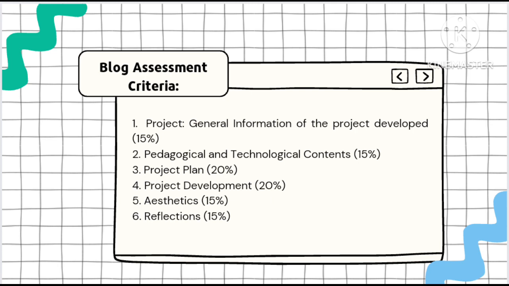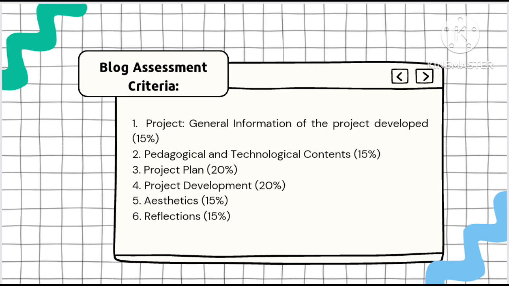And now let's proceed to the blog assessment criteria. Okay, so as we can see here sa slide now, there are 5. First is project general information of the project developed, which is 15%. Second, pedagogical and technological contents, 15%. Third, project plan, 20%. Fourth, project development, 20%. And lastly, aesthetics, 15%.